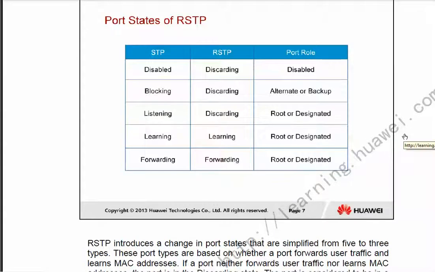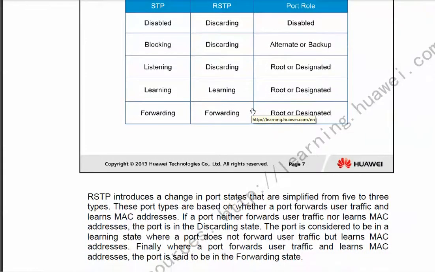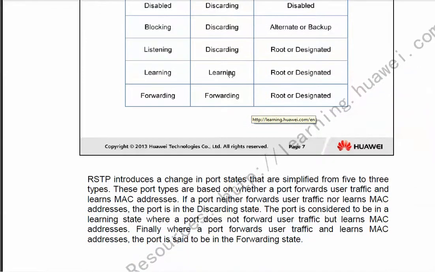Port states of RSTP. STP has 5 states. RSTP only has 3 states: discarding, learning, and forwarding. So disabled port, alternate port, and backup port are all discarding. Root and designated port, under some conditions, will be put into the discarding state. We will talk about this later.